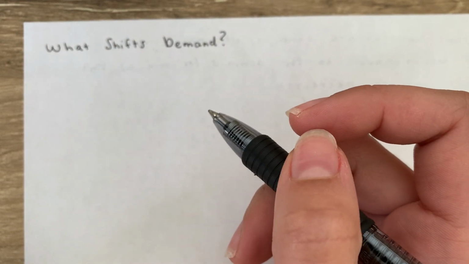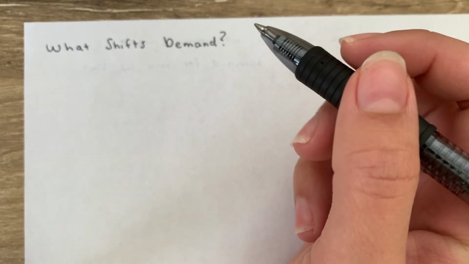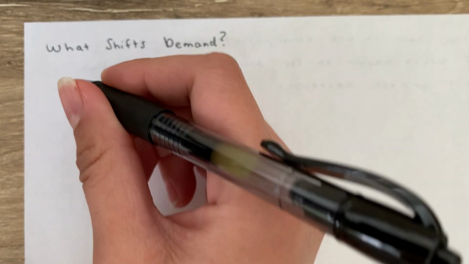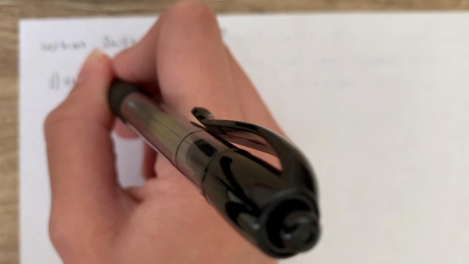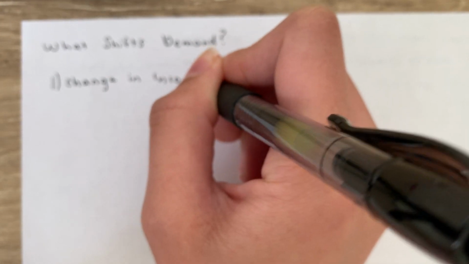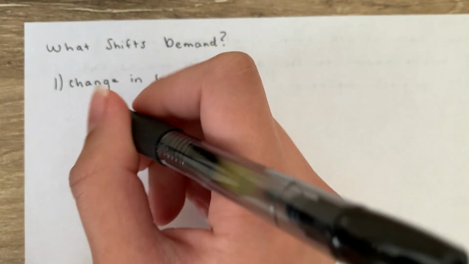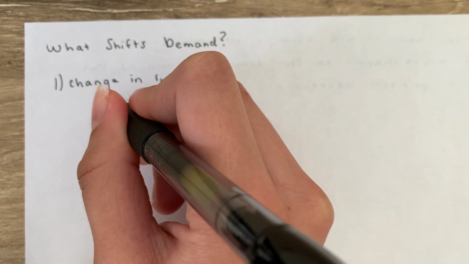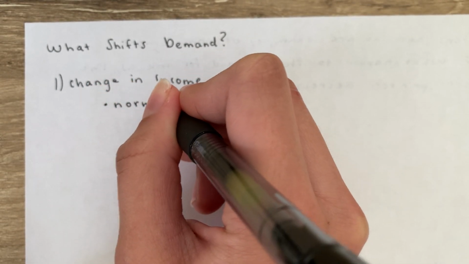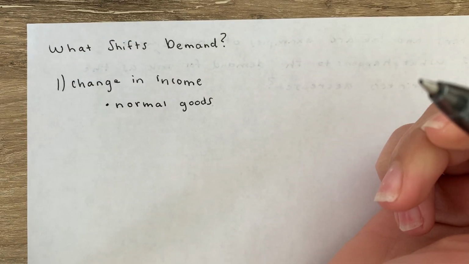Hey everybody, so today we're going to look at the 5 shifters of demand along with some examples. So our first shifter of demand is change in income. Right, so when we're talking about income, we have 2 goods. We have normal goods, and we also have inferior goods.